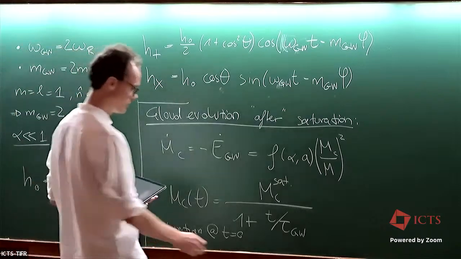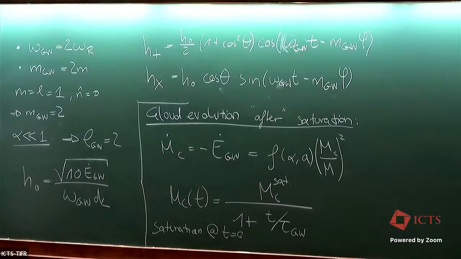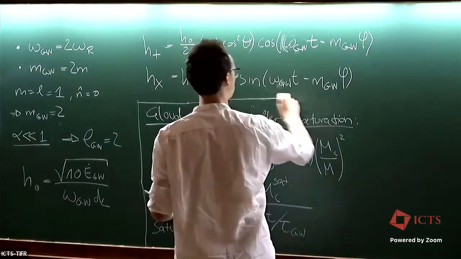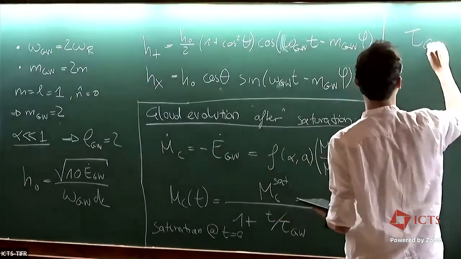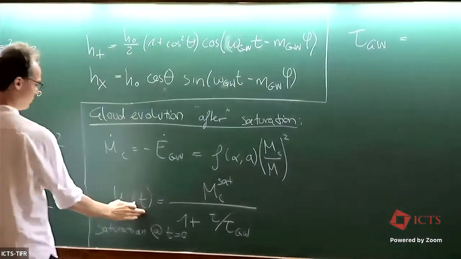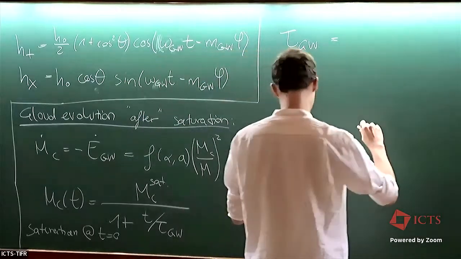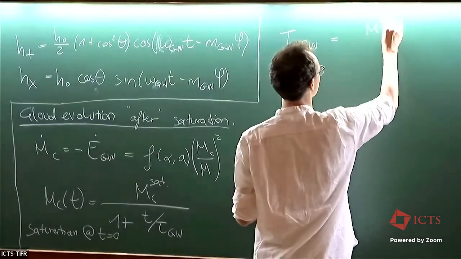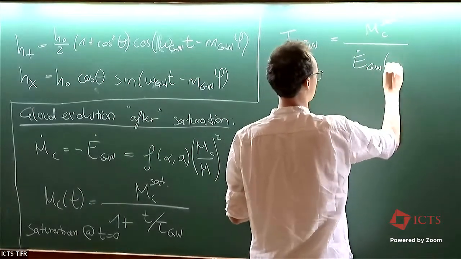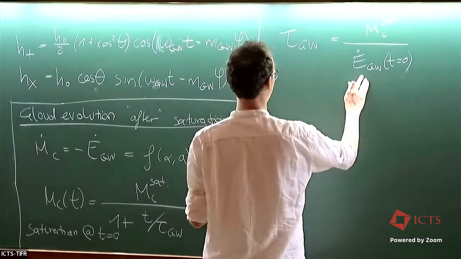So what is this tau GW? Basically, tau GW is just some time scale over which this happens. You can get that directly by just imposing that at t equals 0, the cloud mass should be the saturation mass. This time scale is this, okay?